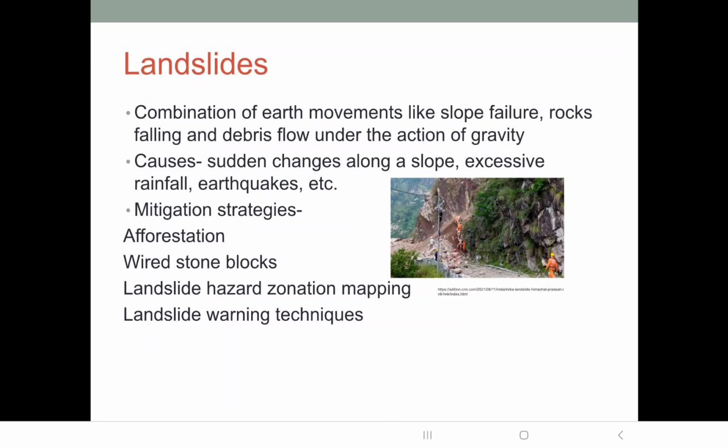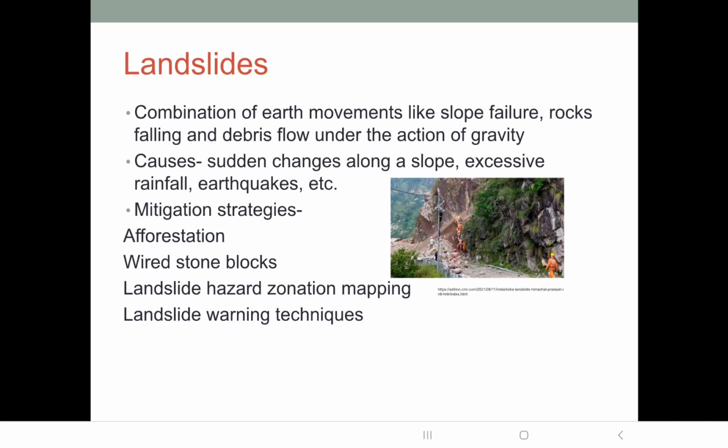Then construction of tunnels for passage through the mountains, for connectivity. So those are also responsible for landslides. Construction of roads through these mountains, that is also one of the reasons why landslides occur.